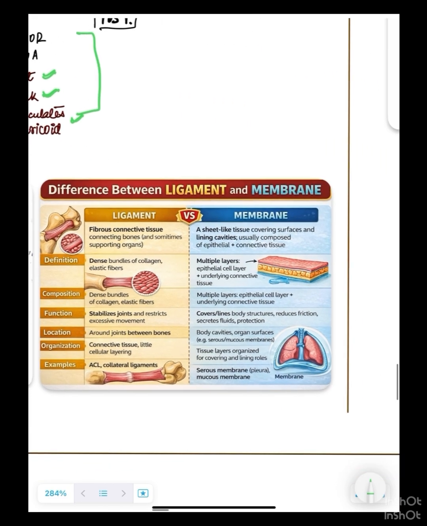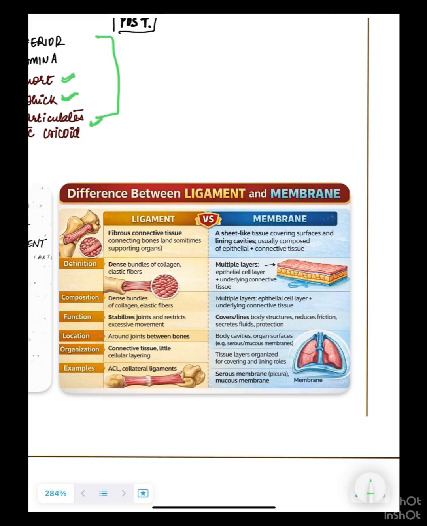Now many people usually get confused about the difference between the ligaments and the membranes. So I have given a short table over here showing the difference between the ligaments and the membranes.